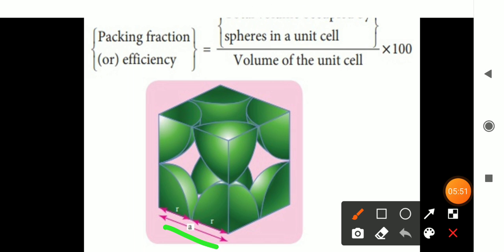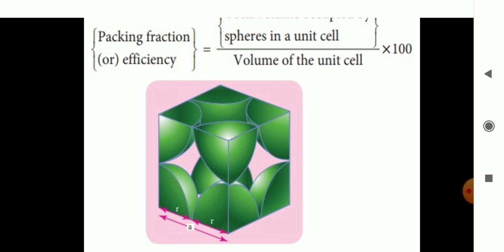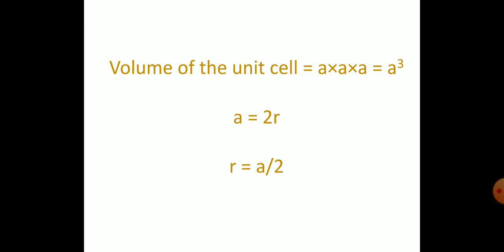We know that A is the edge length. Okay, look at the picture, students. A is equal to R plus R, which is equal to 2R. So A is equal to 2R. Now from this we can calculate the value of R, the radius of the sphere. R is equal to A by 2.